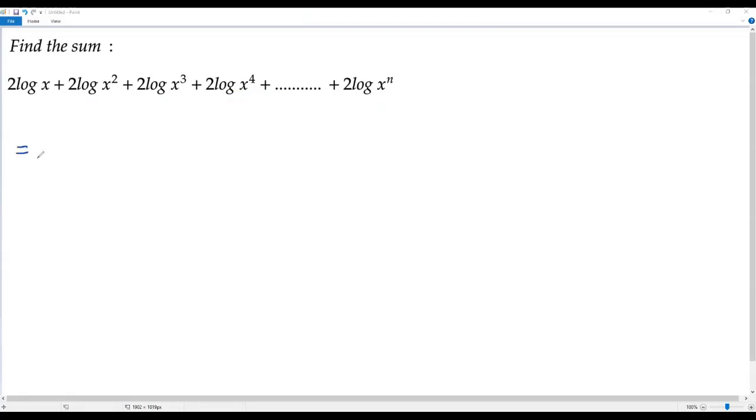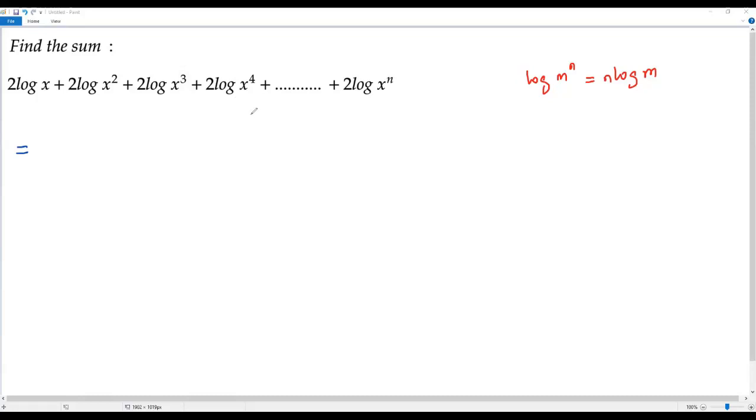So we have to find the sum of the terms in this series. For that, I'm going to use the power rule of logarithms. Assume I have a logarithm, log m to the nth power. Here the argument of the logarithm is exponential. Whenever the argument of a logarithm is exponential, the exponent can be moved in front of the logarithm and multiplied by it. So it results in n times log m.